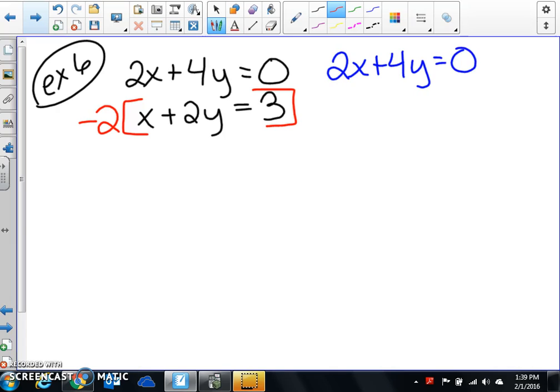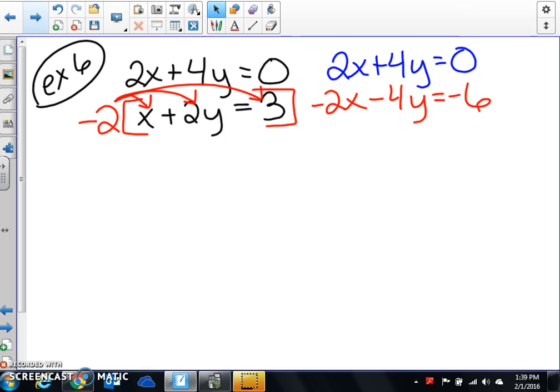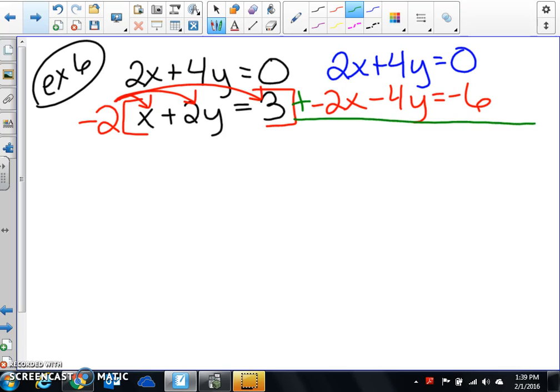And then I'm going to distribute the bottom. Negative 2 times x is negative 2x. Negative 2 times 2y is negative 4y. And negative 2 times 3 is negative 6. All right, my x's are the same coefficient, but they're opposites. 2 minus 2 cancels. 4 minus 4 cancels. So over here, I don't have anything. I have 0. Over here, 0 minus 6 is negative 6. 0 never equals negative 6. So this is no solution.